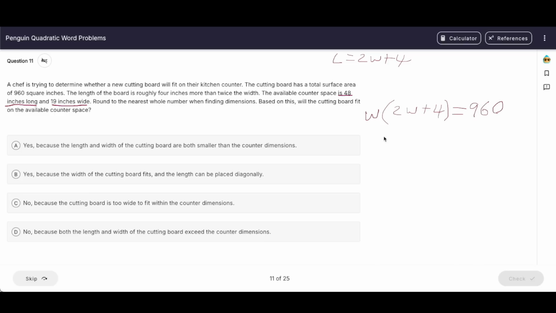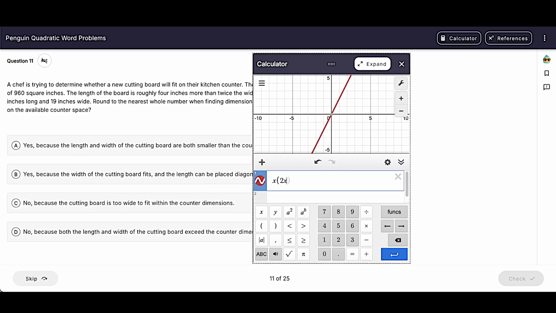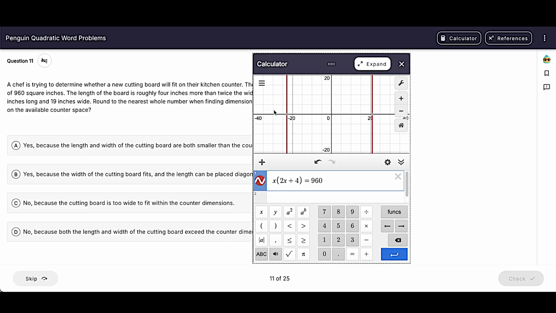And now you can see we've got a quadratic. So let's plug this into Desmos, and we'll switch out W for X. That was X times 2X plus 4, and that equaled 960. With this kind of a rectangle-based question, we can ignore the negative number because obviously you can't have a negative length or a negative width. So the X that we're looking for is this one. And we're going to round up to the nearest whole number, which would be 21.